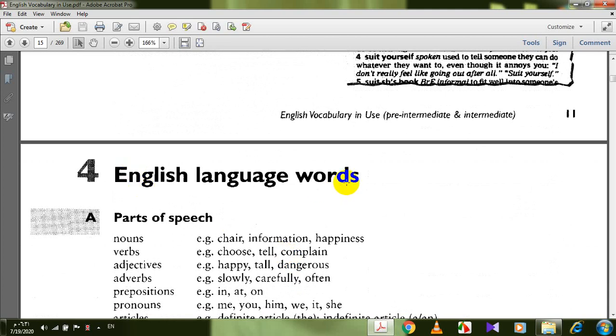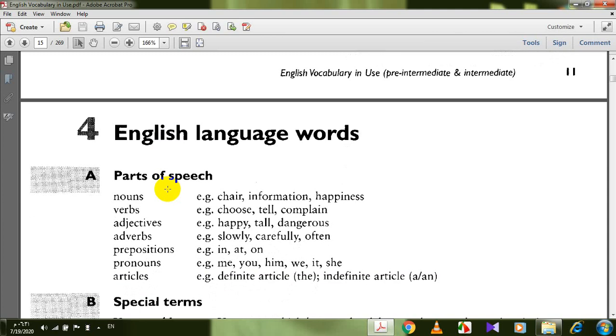English language words. This is unit 4. I think it's a good idea to talk about the units in different intervals: the first 3, the second 3, the third 3, and so on. So the next virtual class is going to include unit 4, unit 5, and unit 6.